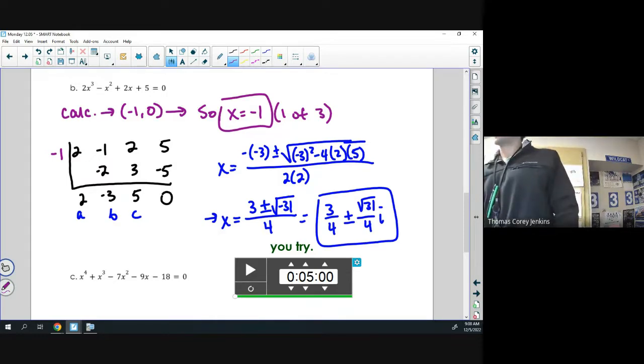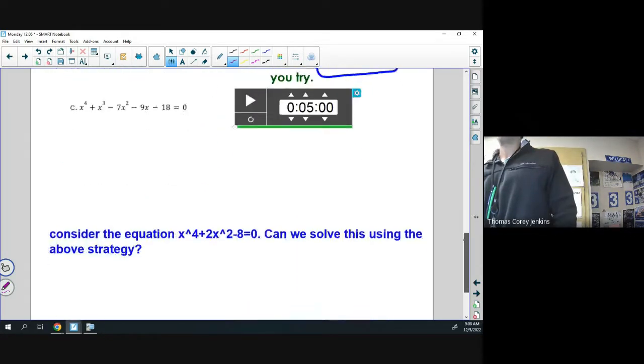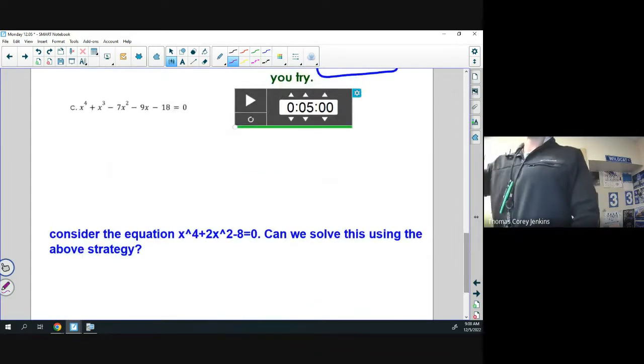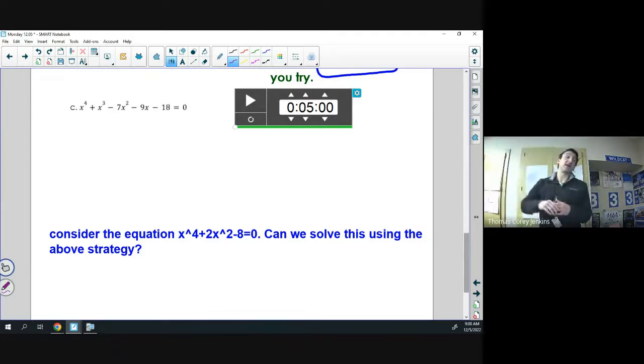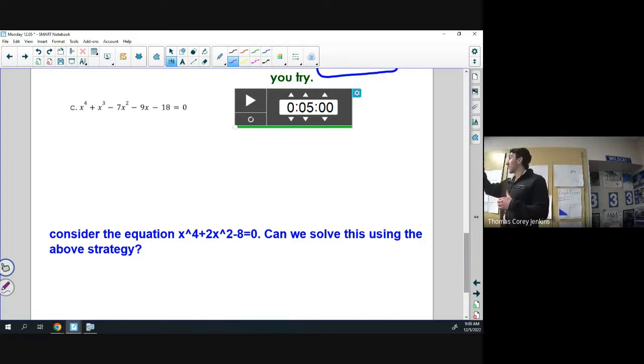Looking at C, I'm going to have you guys consider this one in a minute. Before we do, just some simple facts. How many solutions are we looking for total on C? 4, right? And they might be real, they might be imaginary, but we're looking for 4. So on that note, we may have to do more than one synthetic division, and you will.